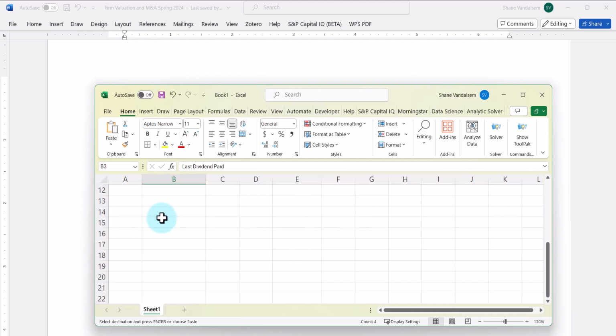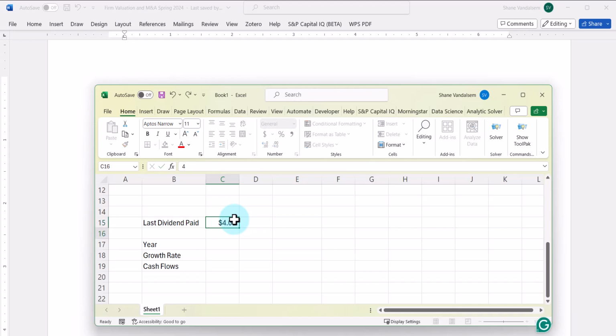So I'll go down here and start a new problem. Our last dividend paid was $4. We're going to need 5 years here because we're going to have 2 years of growth at 20%, 2 years at 10%, and then after that we expect continuous growth at 5% per year.